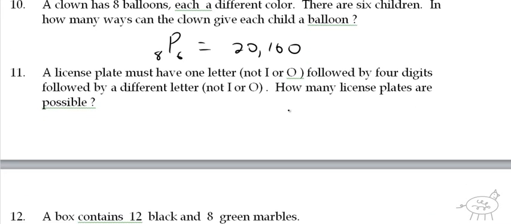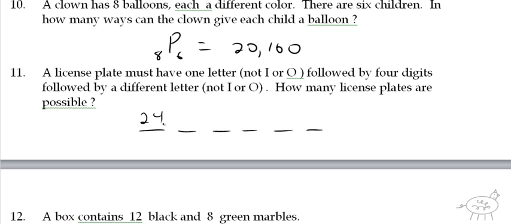Okay, number 11, a license plate. First of all, if you guys remember, this is actually from day 1 or 2 with the slot method, and that's what you want to do with this problem. License plate must have 1 letter, followed by 4 digits, and followed by a different letter. And it says not I or O because I's look like 1s and O's look like 0s. So that means there's 24 letters left in the alphabet.